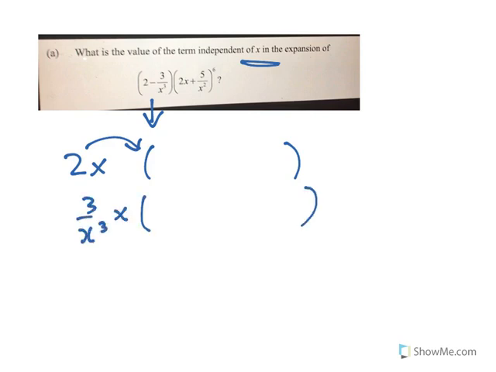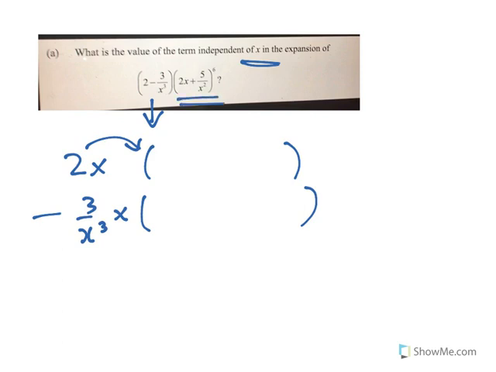Okay, so you want the term independent of x. That means it has no x's in it, so the index would have to be 0. So here, you've got 2 times any term within this power to 6, and then you have 3 on x^3 times anything inside there.